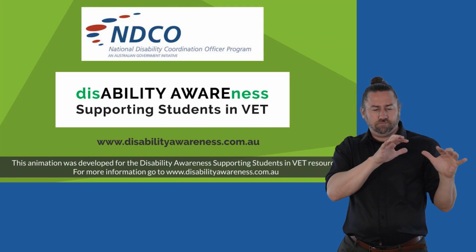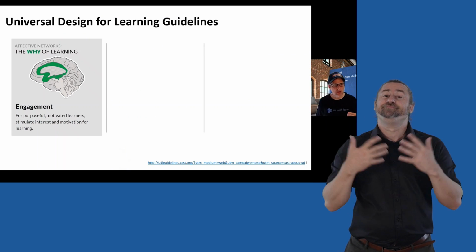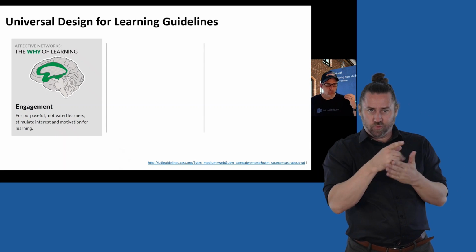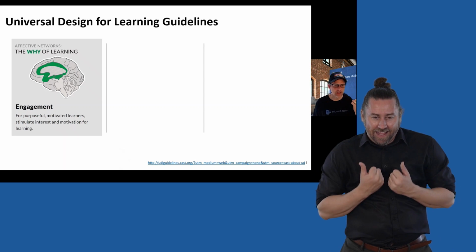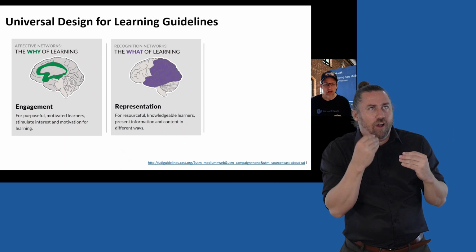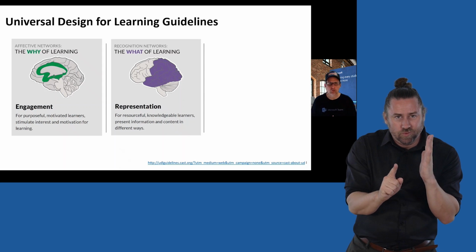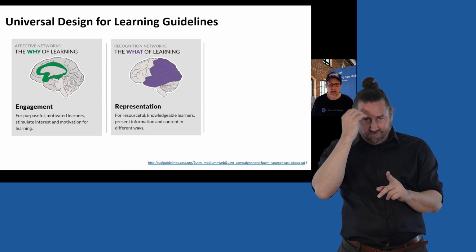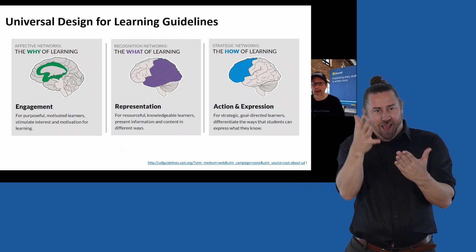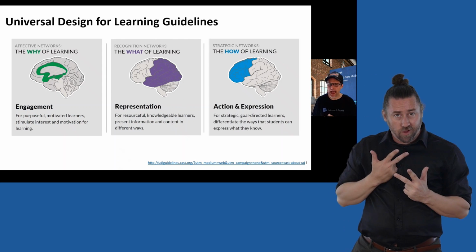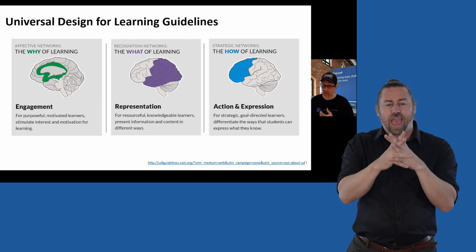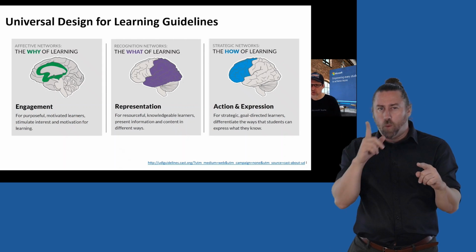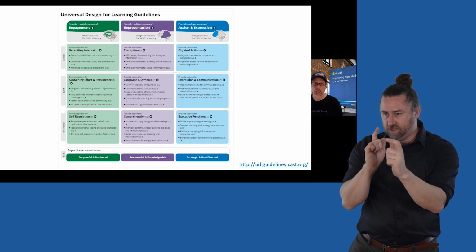www.disabilityawareness.com.au. Okay, so universal design talks about the why of learning. That is the engagement, right? So we want to see purposeful, motivated learners stimulating interest and their motivation for learning. The other thing is it's the what of learning, so representation. For resourceful, knowledgeable learners present information and content in different ways. And then lastly is the how of learning, or those strategic networks, action and expression. So for strategic goal-directed learners, differentiate the ways that students can express what they know.